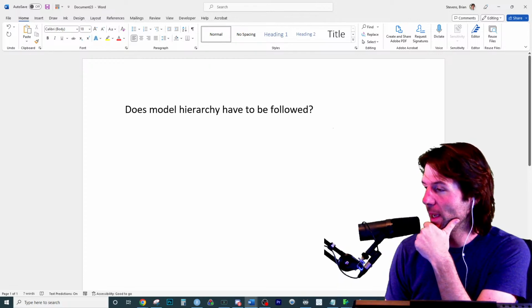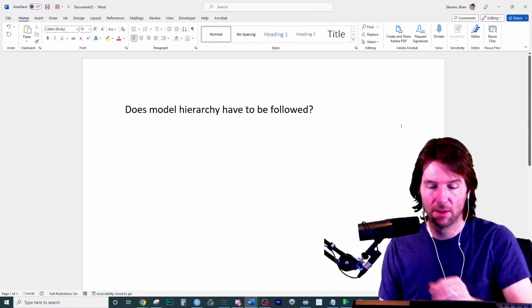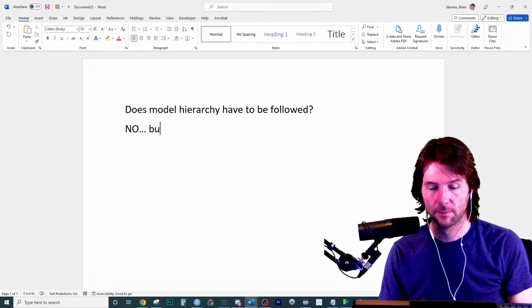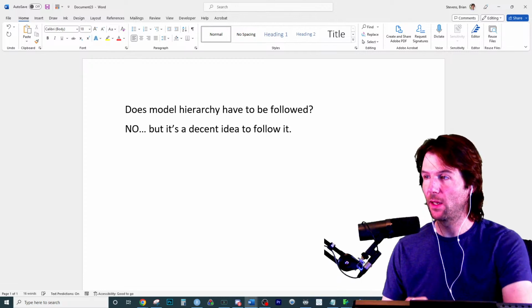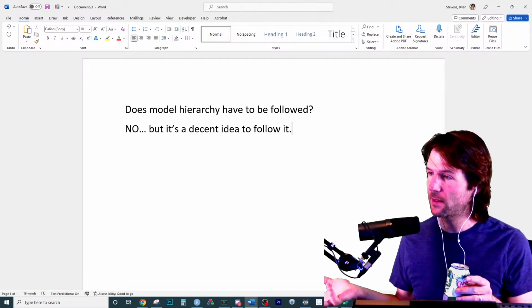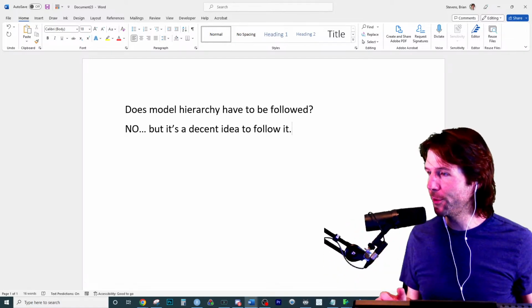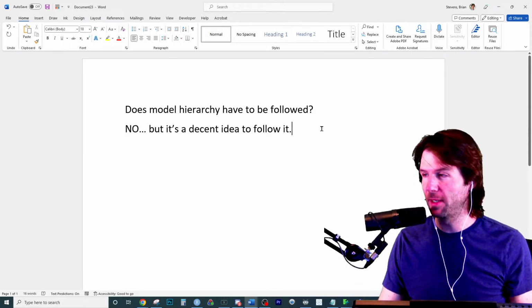So does model hierarchy have to be followed? The answer is a resounding no. So we don't have to follow it. So this thing I'm suggesting to you is like a guideline. It's like, hey, this is kind of nice. You should maybe do this. If you do it, it's kind of okay. Okay. So what is model hierarchy?